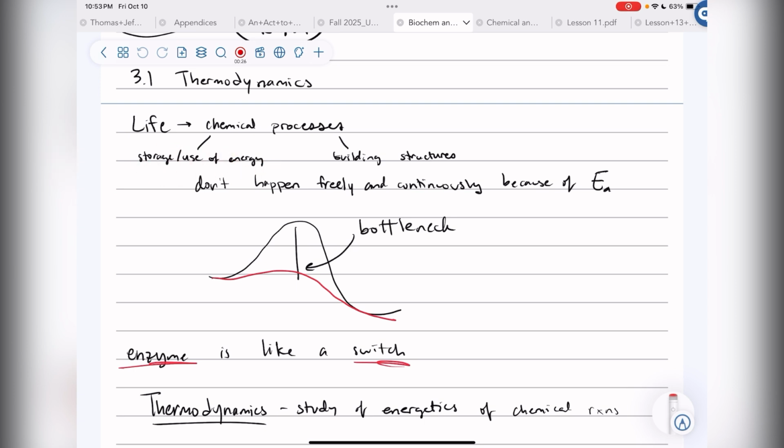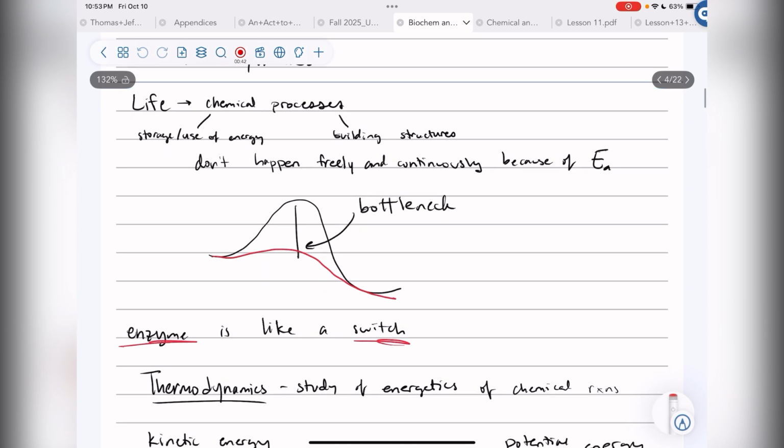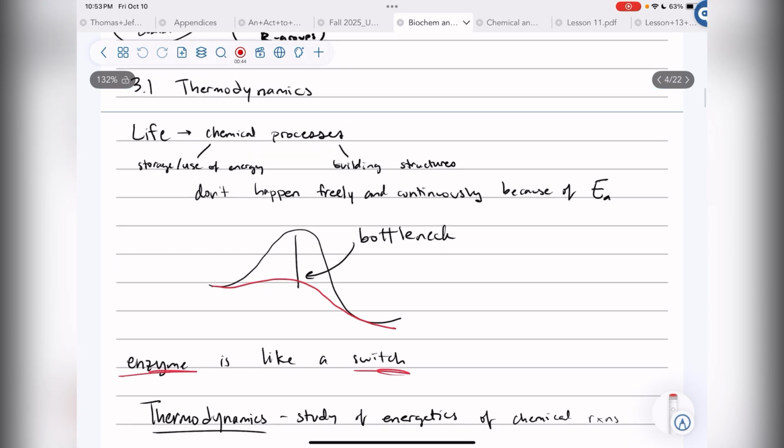And so this is like ATP, right? And then we use that energy to build structures and stuff, and that's the biological macromolecules: proteins, carbohydrates, lipids, etc. And so basically, if life is made up of these chemical processes, how are those being regulated, and how do they go, right?